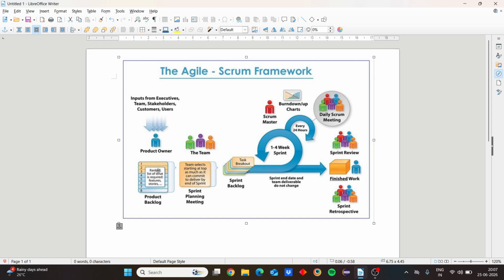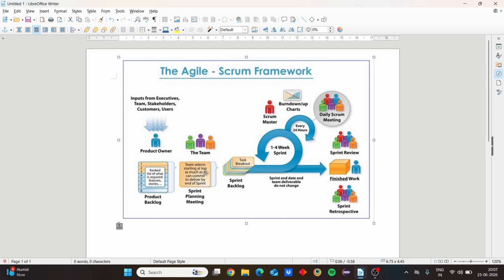The product backlog is prepared by the product owner at the beginning of the Agile process. So, what is meant by the product backlog? It is a kind of document or Excel file created by the product owner.